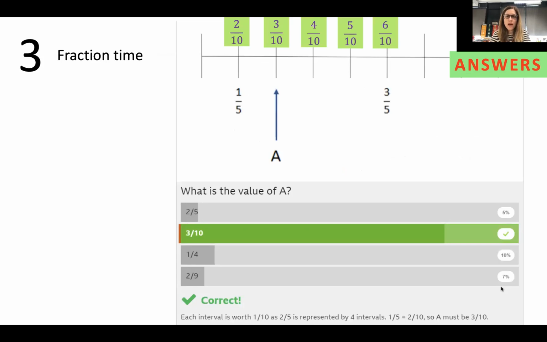Finally, question 3. When I looked at this, I could see that I've got 1, 2, 3, 4 gaps between 1/5 and 3/5, but I've only got 2 numbers between 3 and 1. So if I use equivalent fractions and I turn 1/5 and 3/5 into 2/10 and 6/10, now I can count up 1, 2, 3, 4, and I can see exactly what each of these gaps relates to. Each gap is 1/10. So I've got 2/10, 3/10. The answer is 3/10.